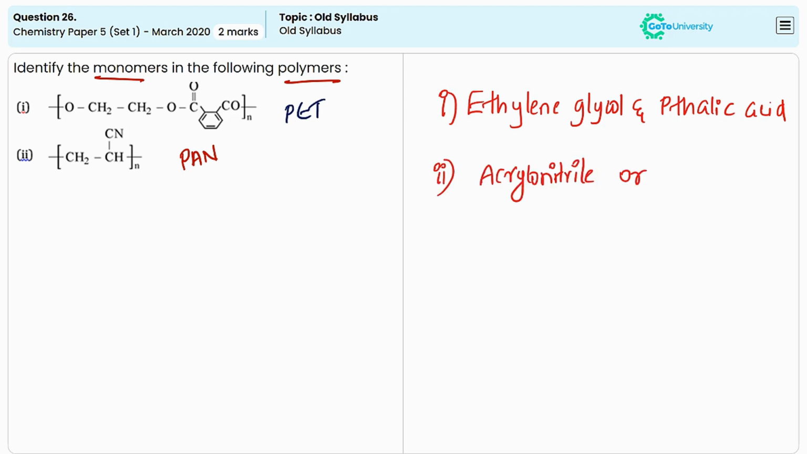The monomer used here is acrylonitrile or propylnitrile. It is known for its high strength, resistance to chemical and environmental degradation, and its ability to be dyed.